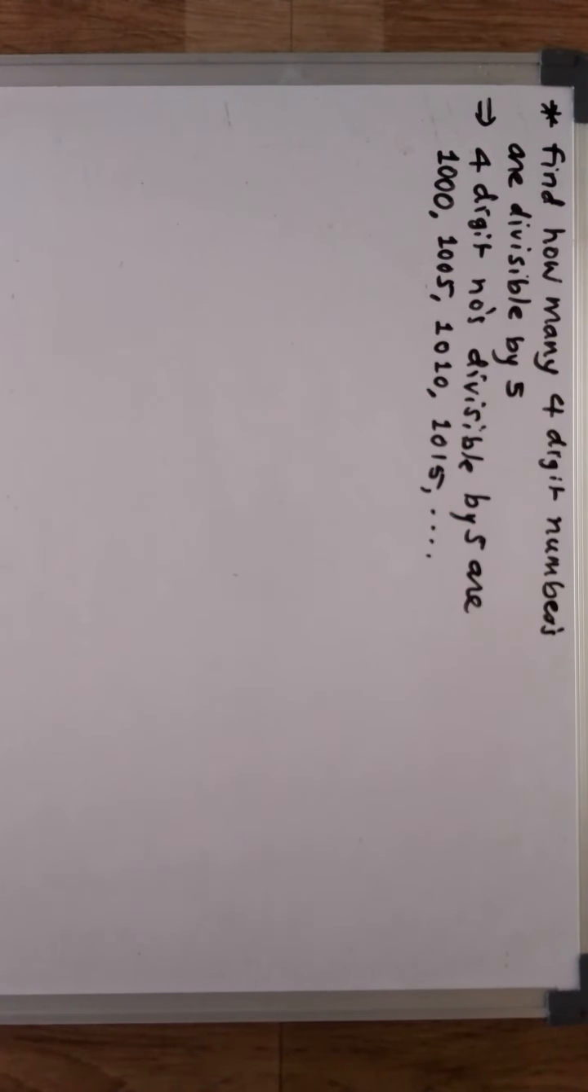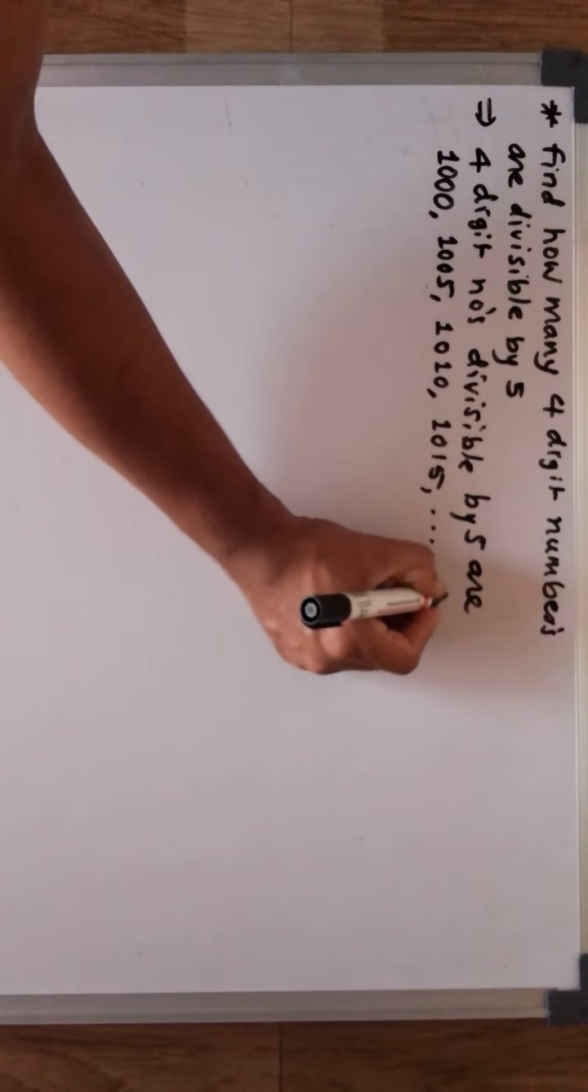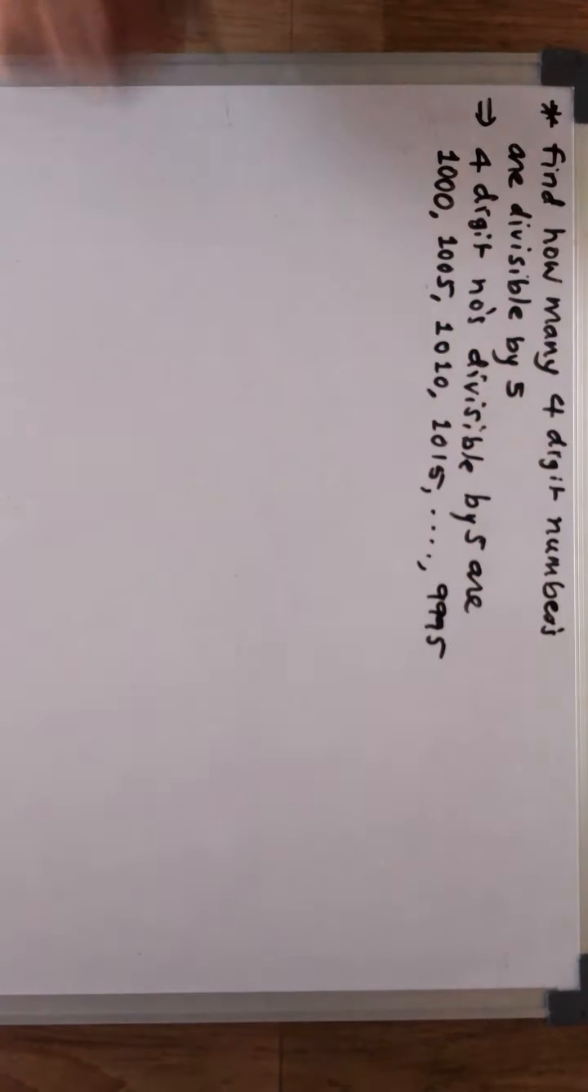So what is the biggest, that is, the largest 4-digit number? That will obviously be 9999, and it is not divisible by 5. Then 9998, that also is not. 9997, that also is not. 9996, not also, but 9995, you will get here 9995.